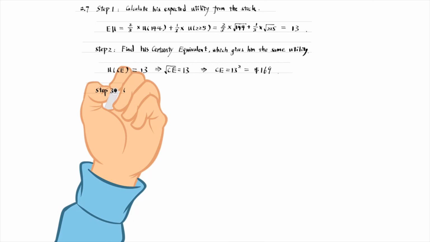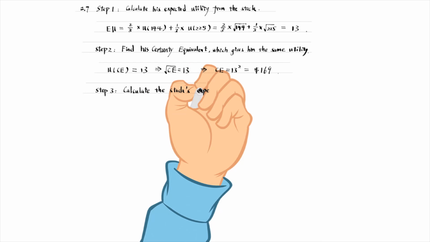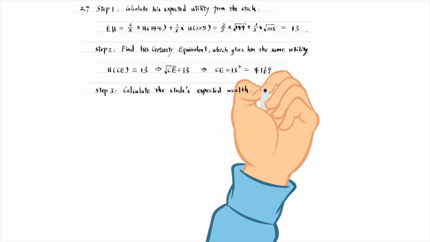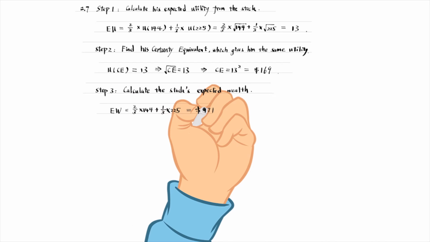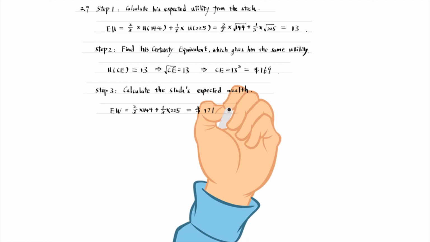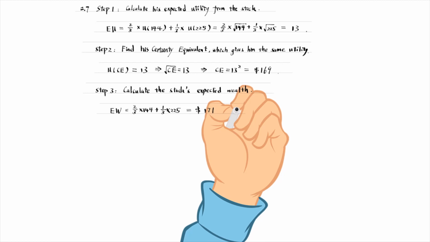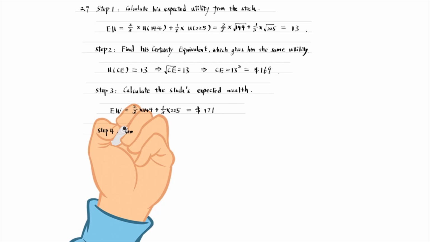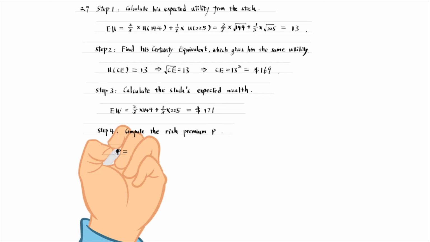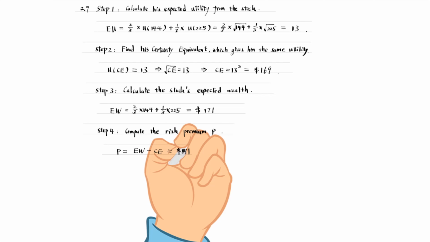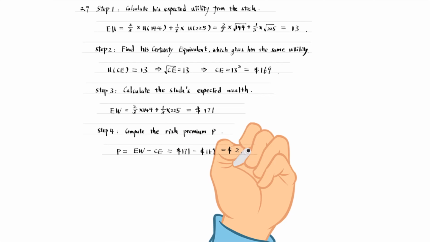In the third step, we calculate the expected wealth of the stock option. The expected wealth is the weighted average of the wealth of each possible outcome, where the weights are the probability of each outcome. It equals $171. In the fourth step, we compute the risk premium P, the difference between the expected wealth and the certainty equivalent. His risk premium is $2.